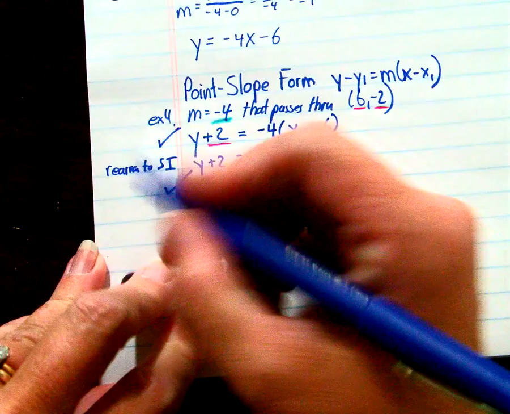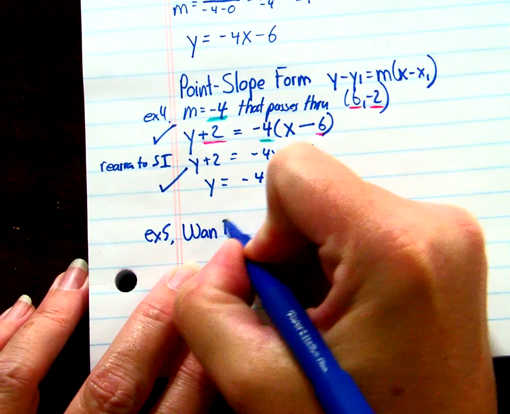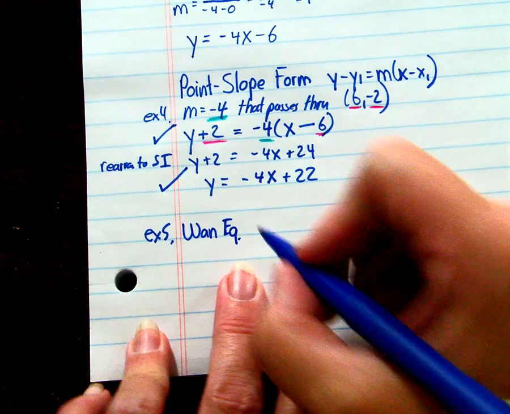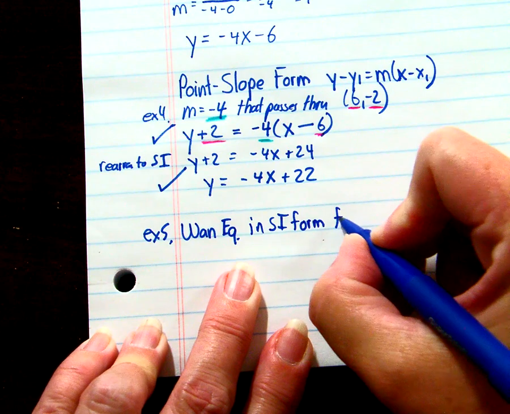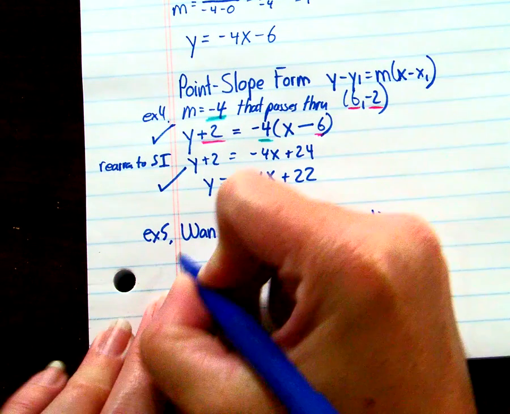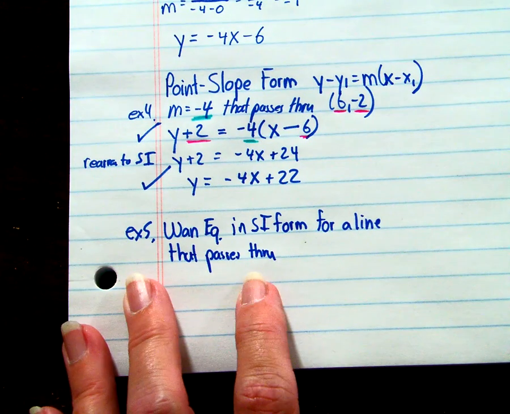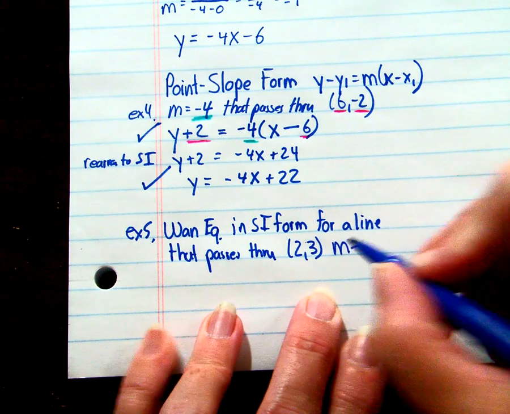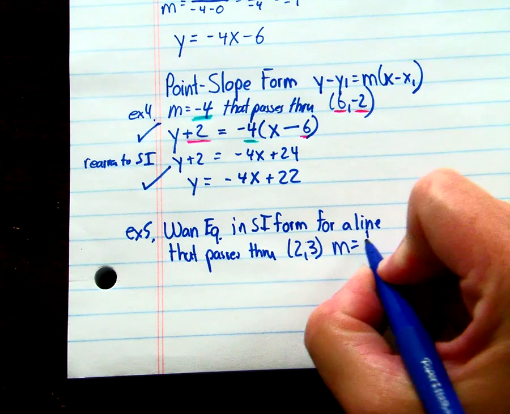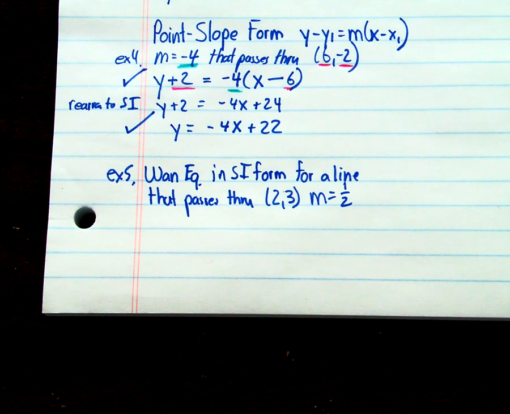You try one. Example 5, write it without me. Write an equation in slope-intercept form. That means I want you to rearrange it at the end. In slope-intercept form for a line that passes through the point 2, 3, with a slope of 1/2. All right, go. Write the equation in slope-intercept form.